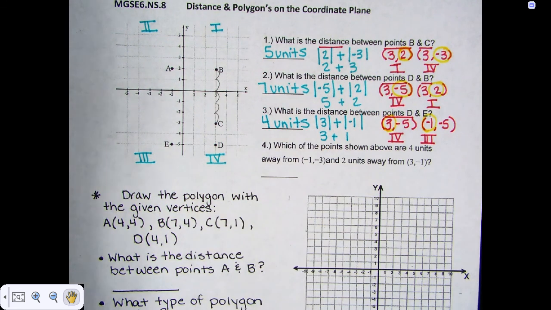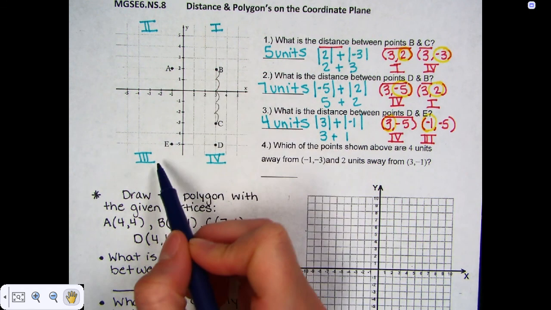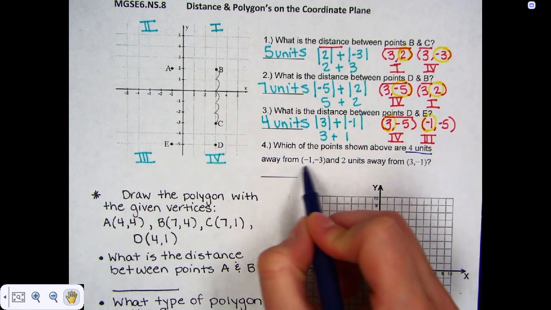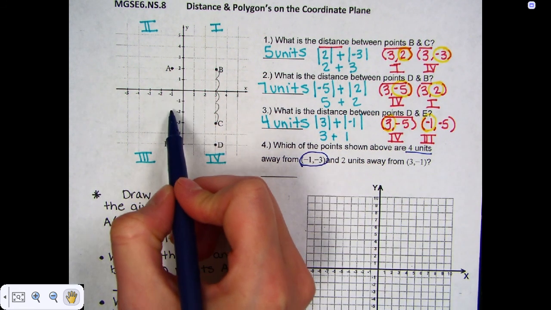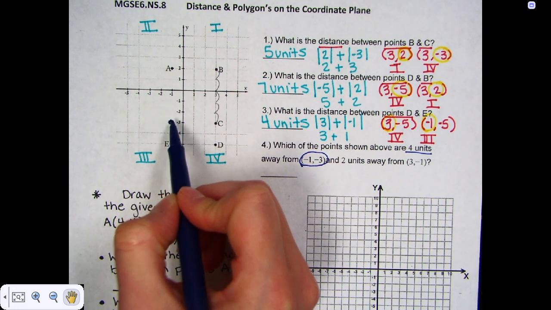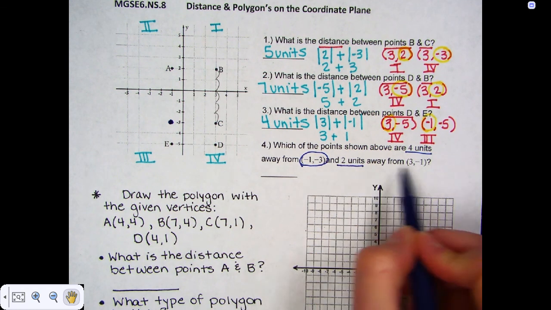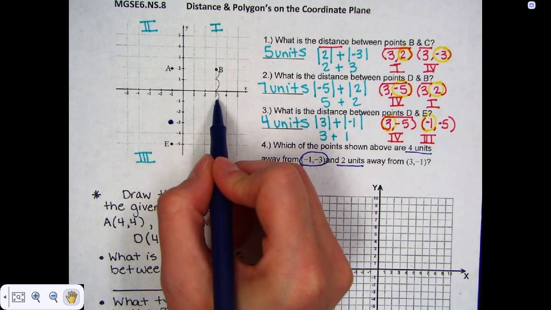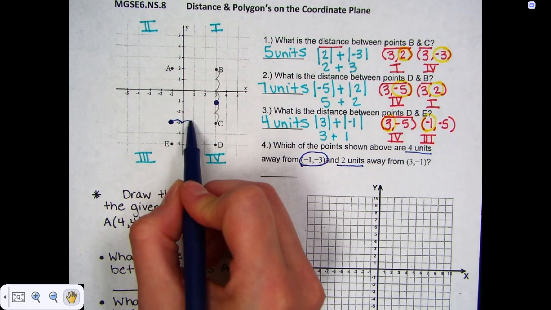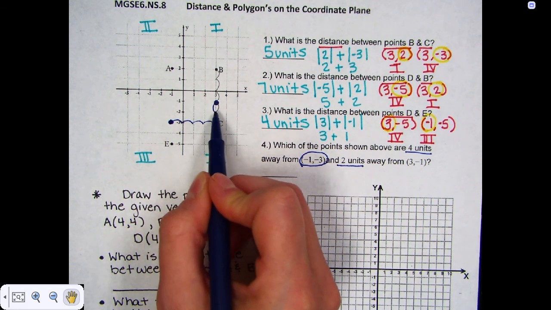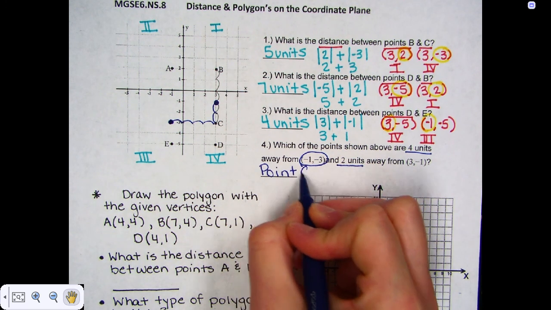Number 4 is a little more tricky because they are asking which of these points, A, B, C, D, or E, is 4 units from this guy, which I'm going to plot -1, -3, and this graph's hard to see, so you may want to draw your little lines or definitely count down, and 2 units away from 3, -1, so that's over here. And the only point that qualifies to be 4 away from this guy, 3, 4, and 2 away from this guy is point C. So he's the only one that qualifies.